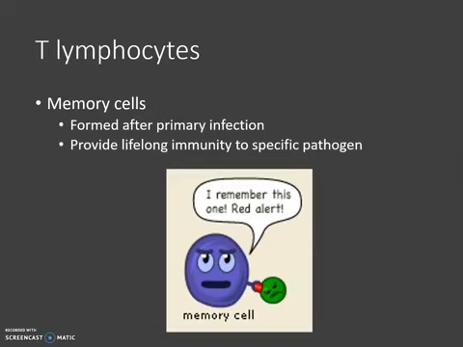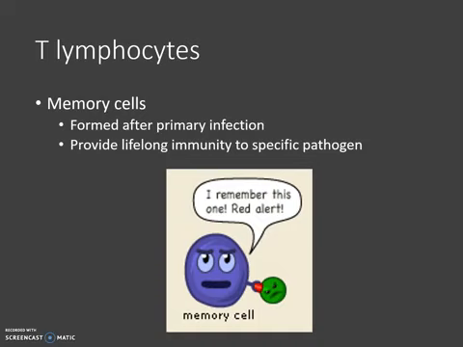As we mentioned, memory also occurs. So after the primary infection, so the first time the T lymphocytes mount a defense against a specific pathogen, some memory cells are formed. And these memory cells stick around in your body fluids and your lymphatic vessels and lymph nodes, and they're just patrolling.